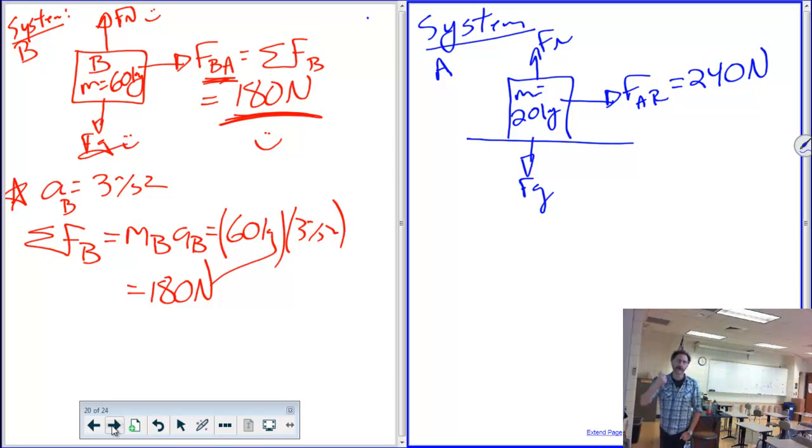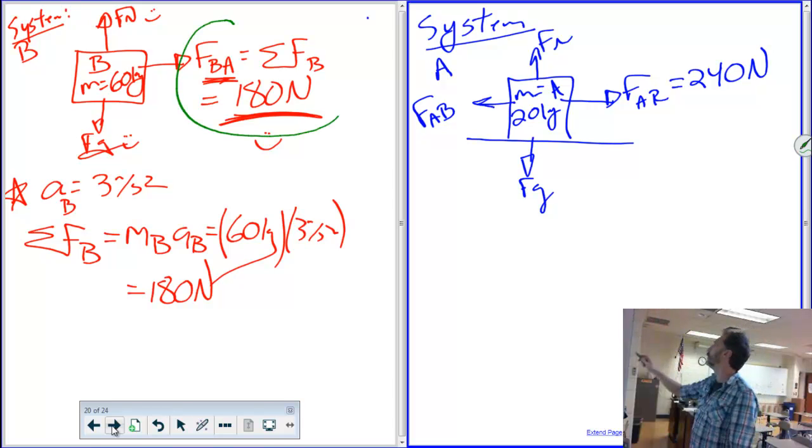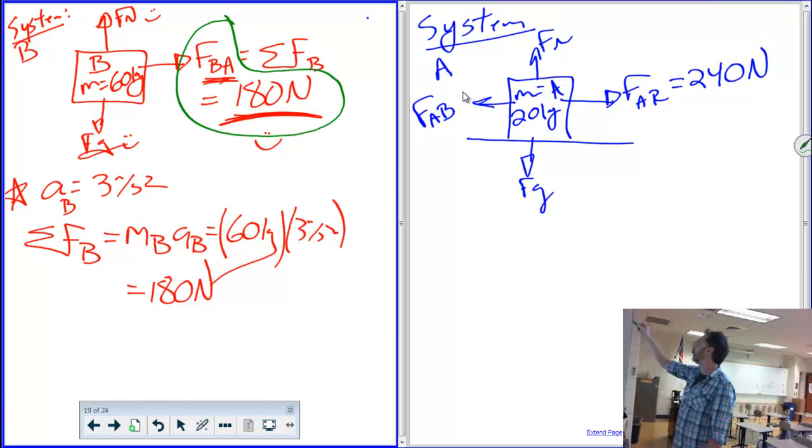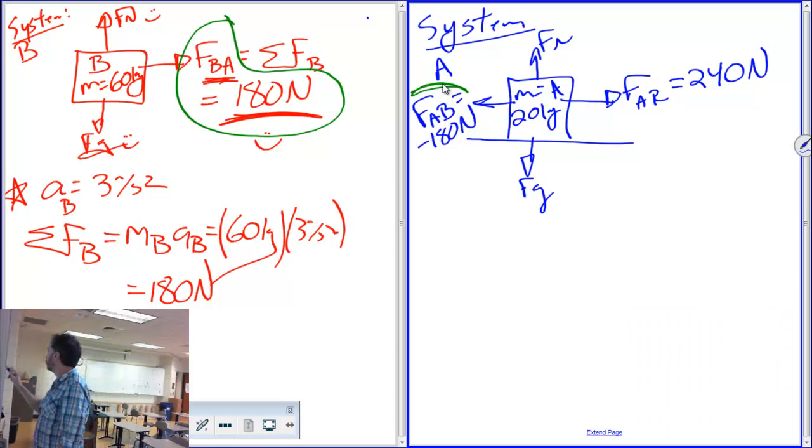Now, the idea is Roy's pushing box A forward, but box B is in the way, kind of resisting its motion. So there's a backwards force on box A by box B. But remember, Newton's third law tells us that this force and this force are equal and opposite. So if the force on B by A is 180, then the force on A by B is negative 180, because it's an action-reaction pair.